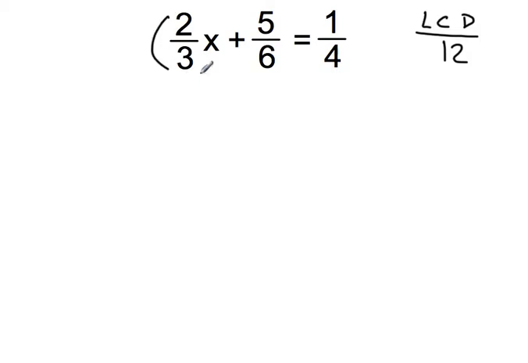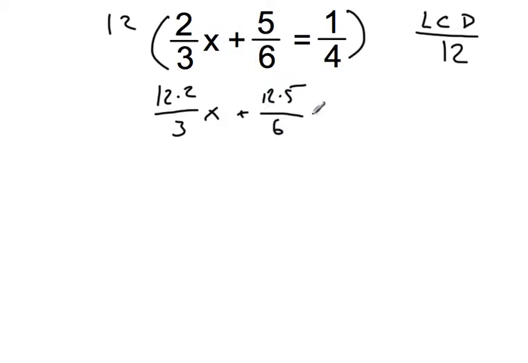So we're going to multiply every single thing by 12. If we do that, we're going to end up with 12 times 2 over 3x plus 12 times 5 over 6 equals 12 over 4. So we multiplied the numerator of every fraction by 12. Or you can think of it like this: multiplied every fraction by 12 over 1. So the denominator stays the same and the numerator gets a 12 multiplied by it.